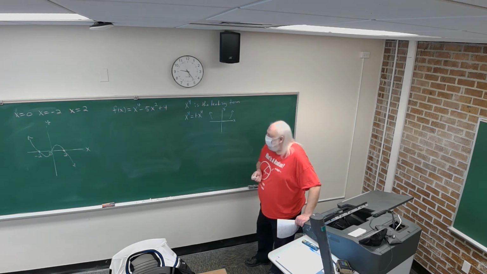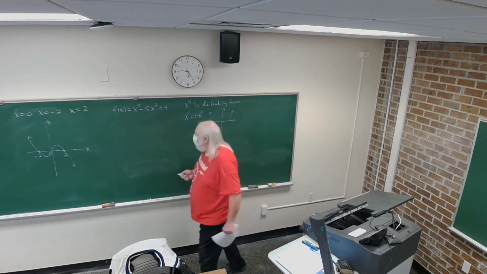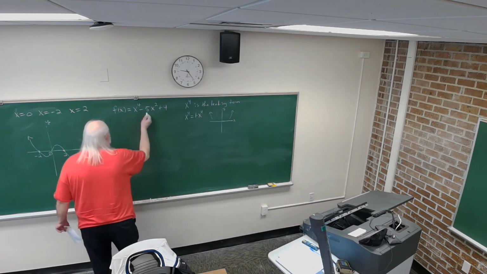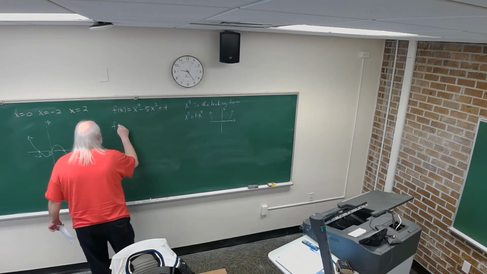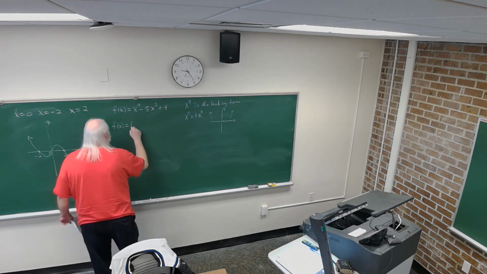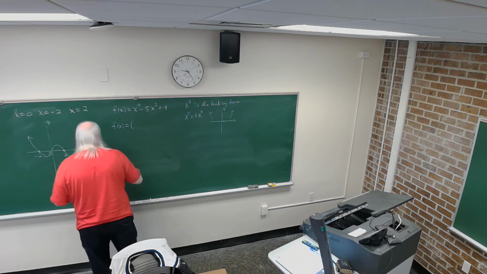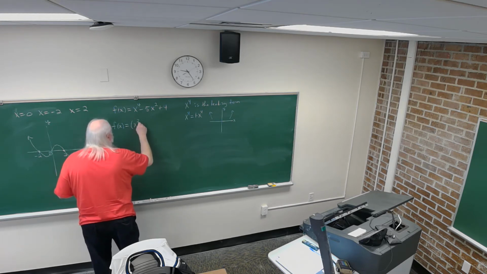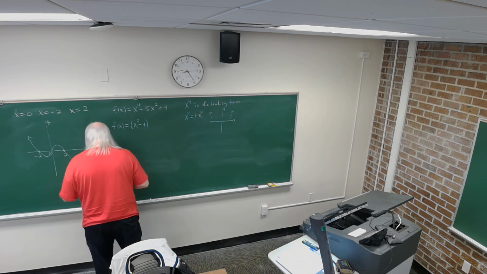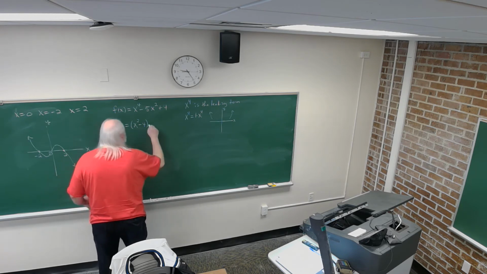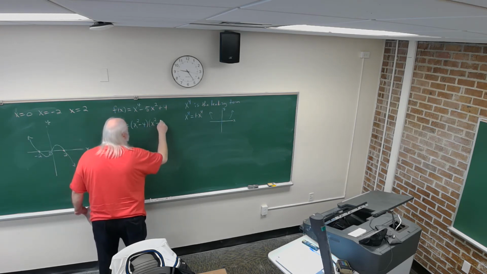The x-intercepts. Well, this is complicated, right? This isn't a quadratic, but it factors like a quadratic. It factors into x squared minus 4 times x squared minus 1.